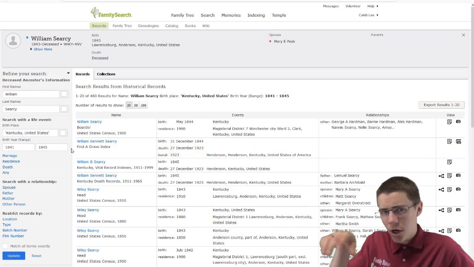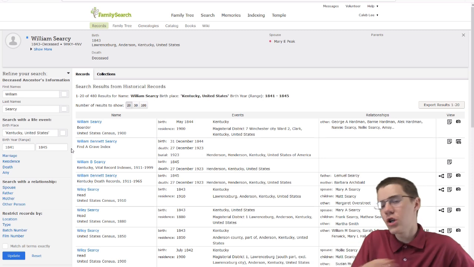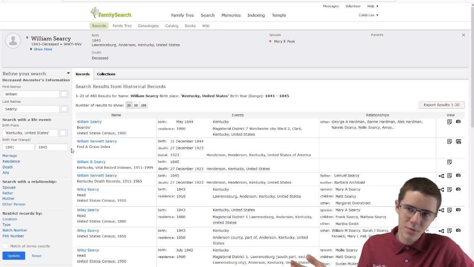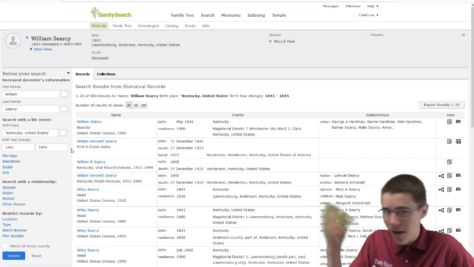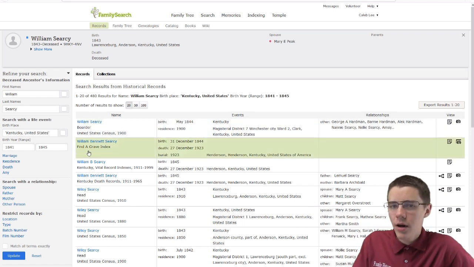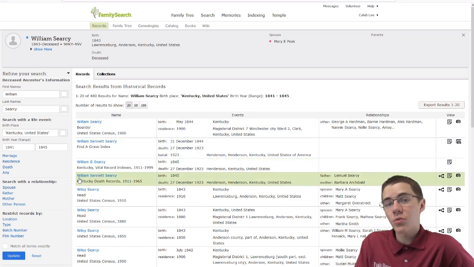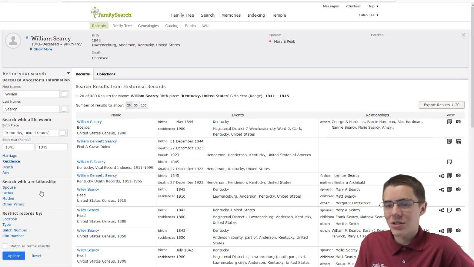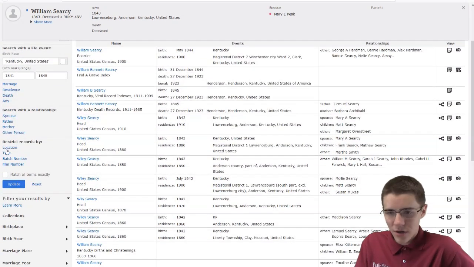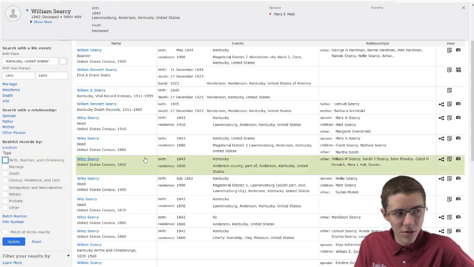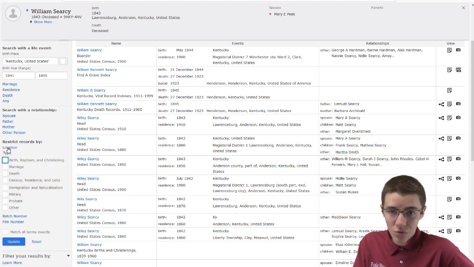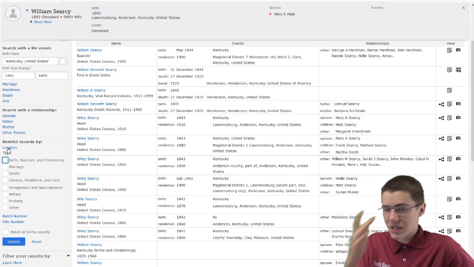Now I could search through all of these things, trying to find the military records, listing them, checking them, figuring out whether they're correct or not. But there's actually a way to just search for military records. You can go down here and restrict the records by location, but in this case we're going to do it by type.